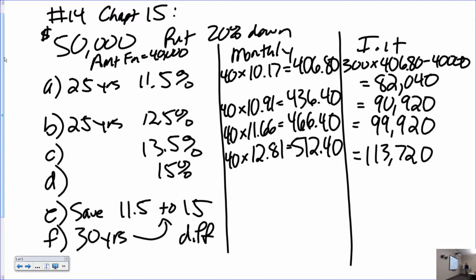There you go. There's monthly payment and interest cranked out relatively quickly. How much do you save going from 11.5 to 15%? What's the difference? 31,680 is what you said? Yes.